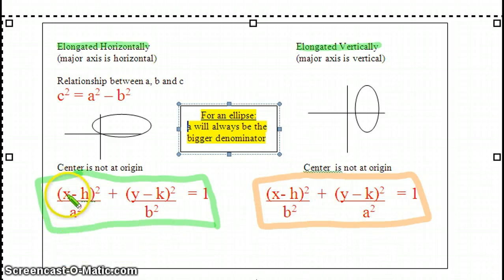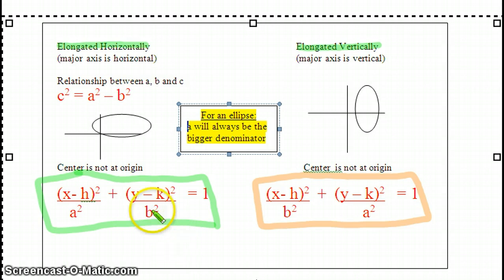So here A is under the X value because it's elongated horizontally, which is the X axis. Here A is underneath the Y because it's elongated vertically, which is the Y axis. And it's important to also know that the ellipse will always have A being the larger of the two numbers. So if you find A and B, whichever one is the larger one will be the A value.